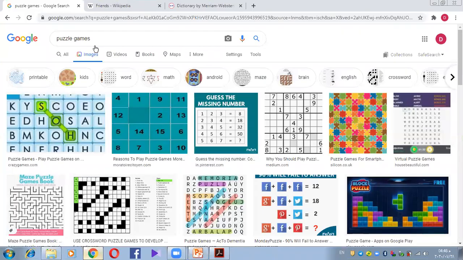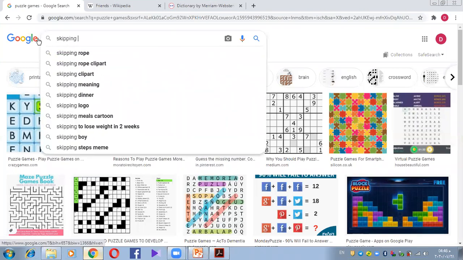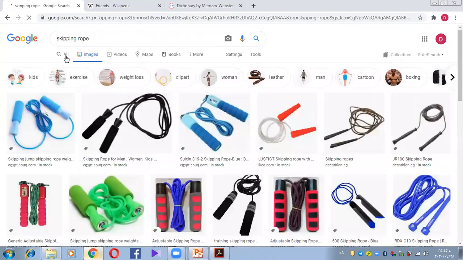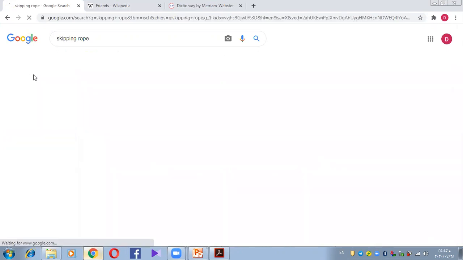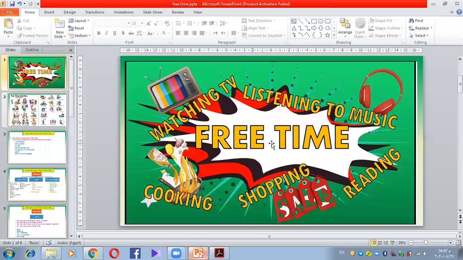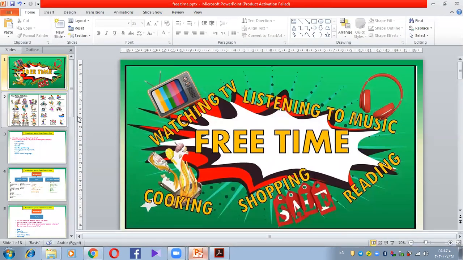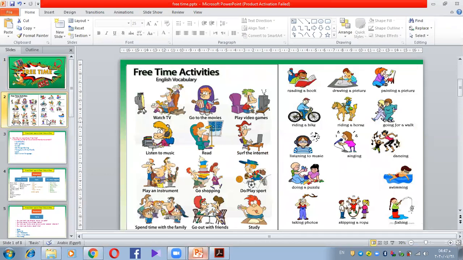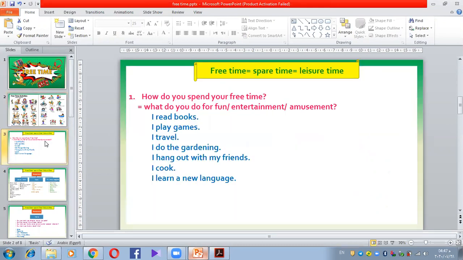Skip rope, this is skipping ropes. As a sport, you can do this as a sport, okay? This is skipping ropes. So for you guys, how do you spend your free time? What do you do in this time? How do you spend it? So you can think and tell me.